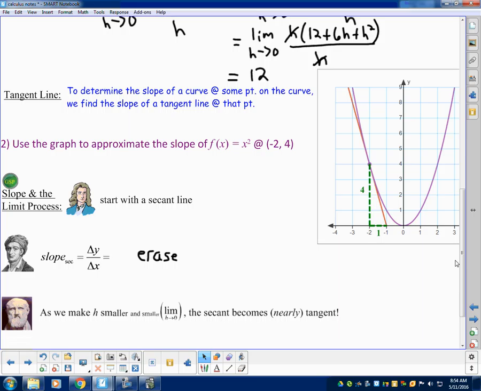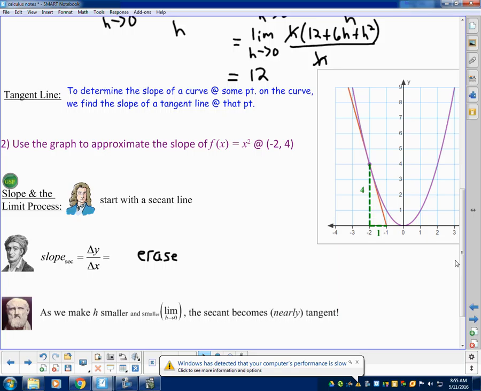So here's our picture right here. We've got this red line. If you want to find the slope of that red line at negative 2 comma 4. So it says, use the graph to approximate the slope of f of x equals x squared at negative 2 comma 4.